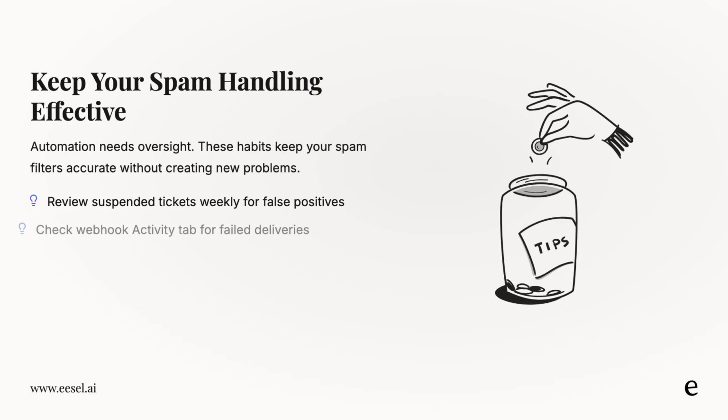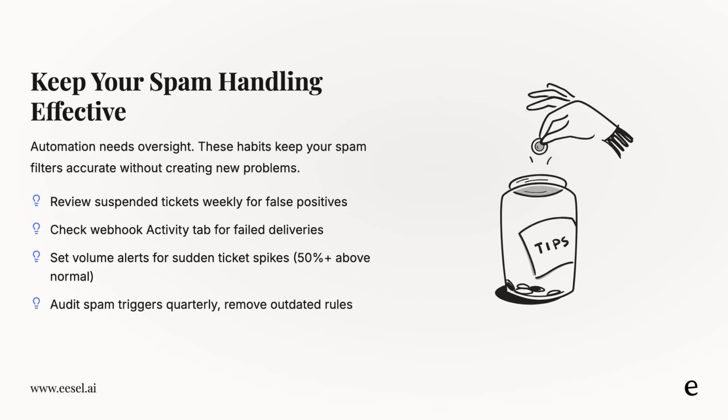Automation is only as good as its maintenance. Review your suspended tickets weekly to catch false positives. Check the webhook activity tab regularly, since expired API tokens cause silent failures. Set volume alerts to flag days where ticket counts spike 50% above normal, and audit your trigger conditions quarterly to remove patterns that spammers have stopped using.